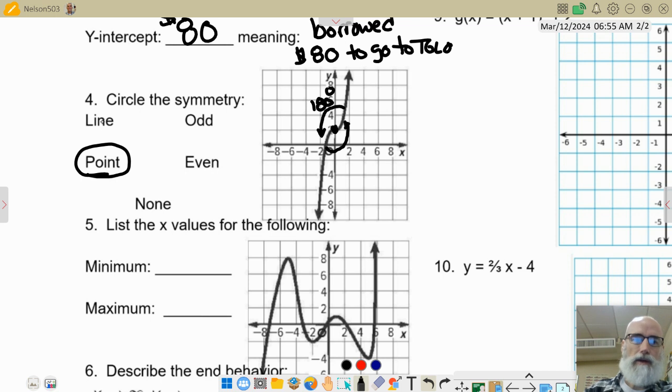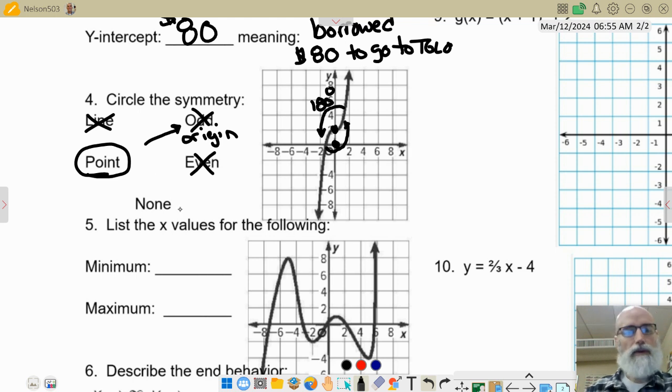There's not line symmetry. It's not odd, because if it was odd, it would have to have point symmetry around the origin, which means the point that you would rotate about would be at 0, 0, which is not happening. It's that point right up there at 0, 2. It's not even because it's not symmetric about the y-axis. All right, so point symmetry.